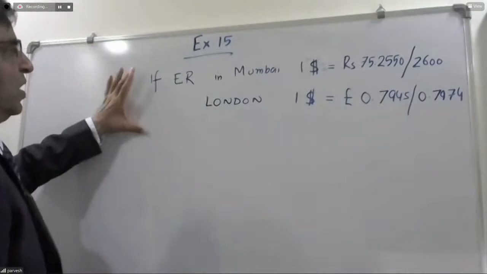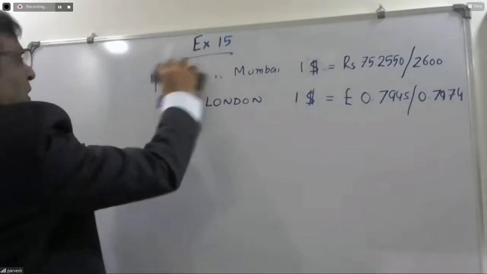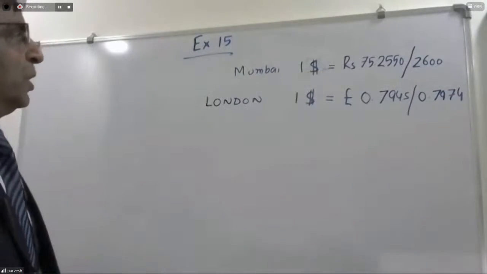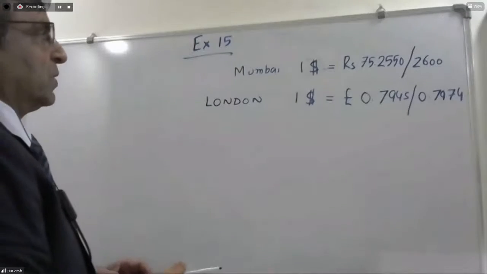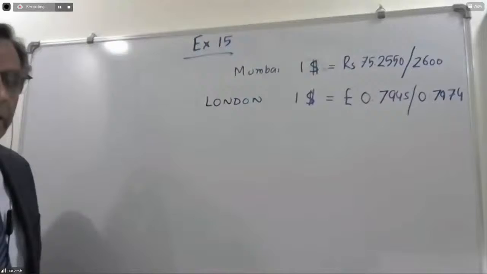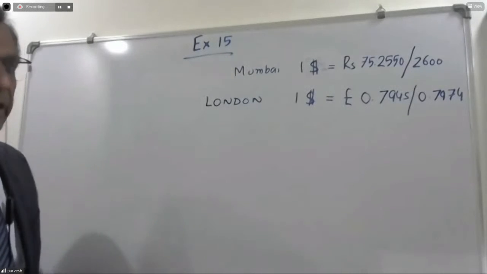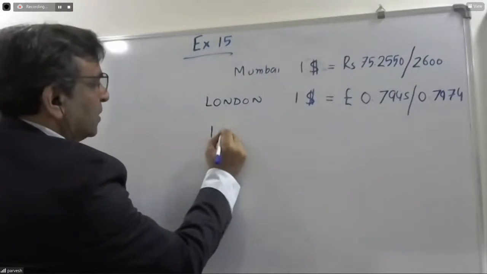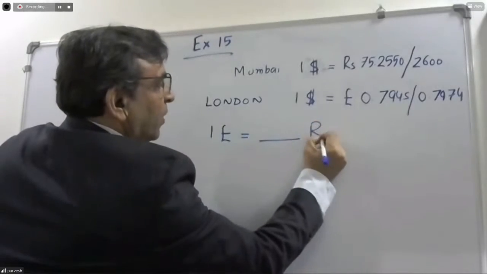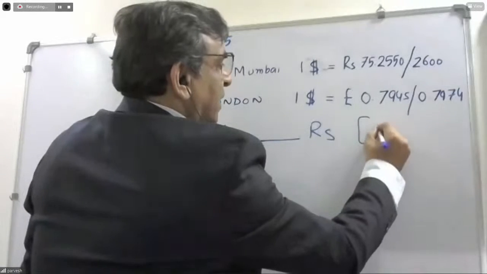So these are the two rates given to you. So we just stick to the rates only. The rate in Mumbai is $1 is equal to 75.2550/2600, and in London it is given that $1 is costing you so much. What would be the exchange rate between Indian rupees and pound sterling? So that means we want to calculate what is the price of £1 in terms of rupees. But we want to calculate only the ask rate.